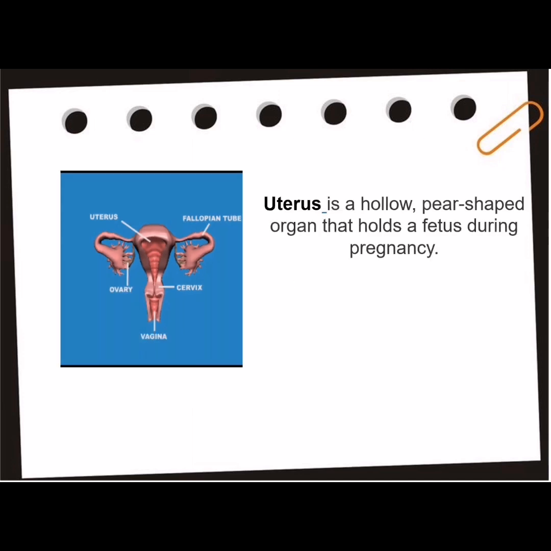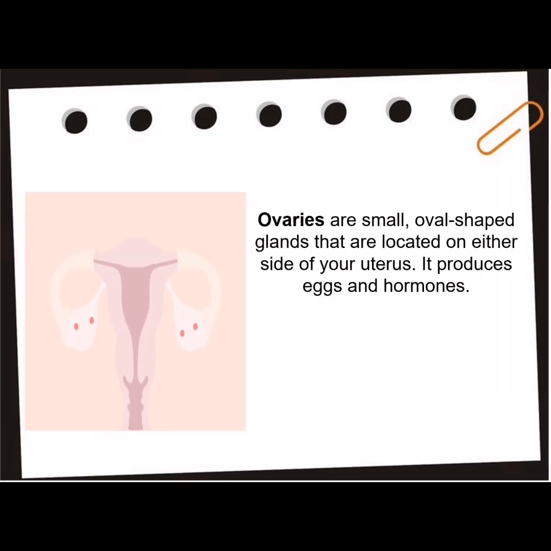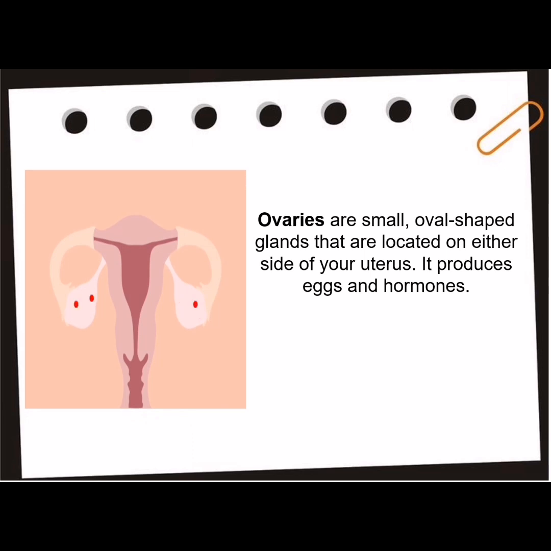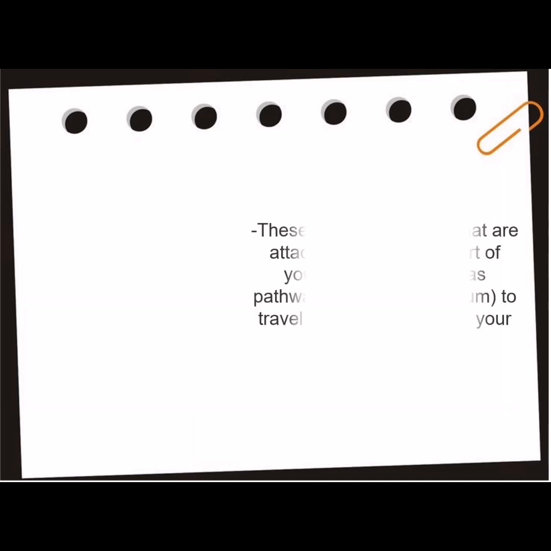Next part is the uterus. It is a hollow pear-shaped organ that holds the fetus during pregnancy. The uterus is divided into two parts: the cervix and the corpus. Your corpus is the larger part of your uterus that expands during pregnancy. The next one is the ovaries. They are small oval-shaped glands that are located on either side of the uterus. They produce eggs and hormones such as estrogen and progesterone.